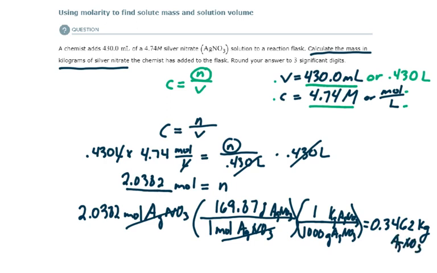If I check my units, moles of silver nitrate cancels here, grams of silver nitrate cancels here, and I'm left with kilograms of silver nitrate. Well, I need my answer to be rounded to 3 significant figures because that is the limitation of my initial values. And so this rounded to 3 significant figures would be 0.346 kilograms. And I have my final answer.